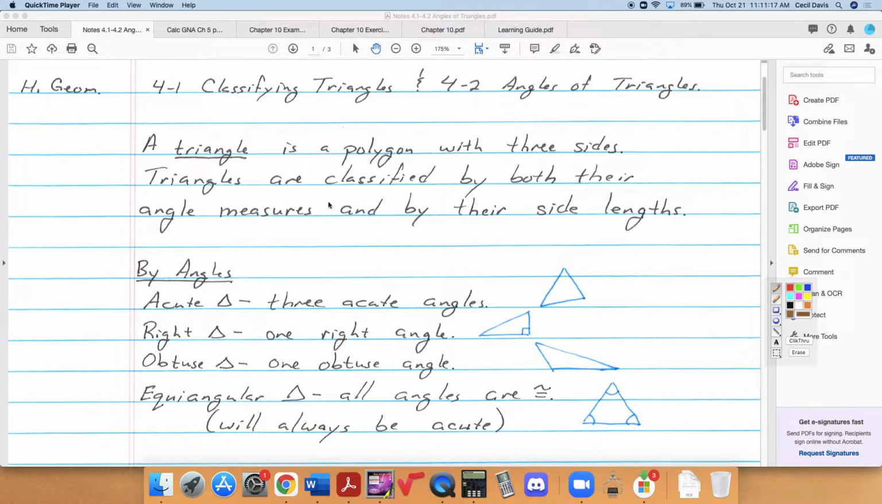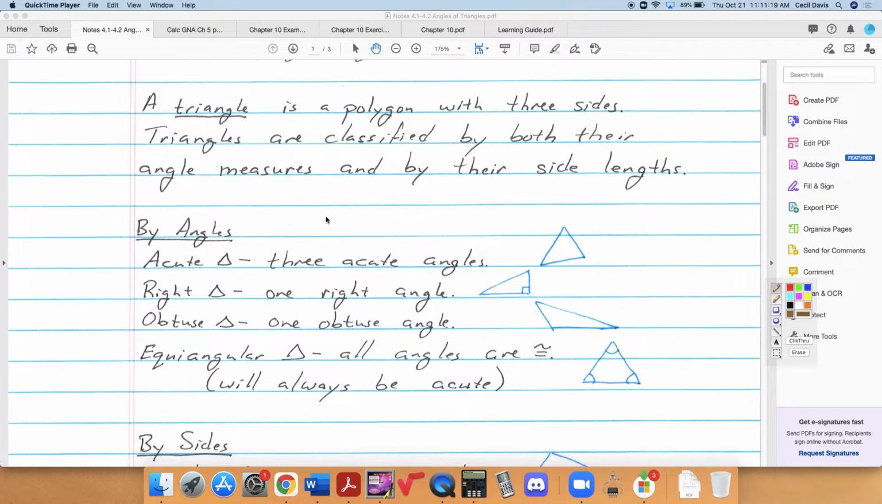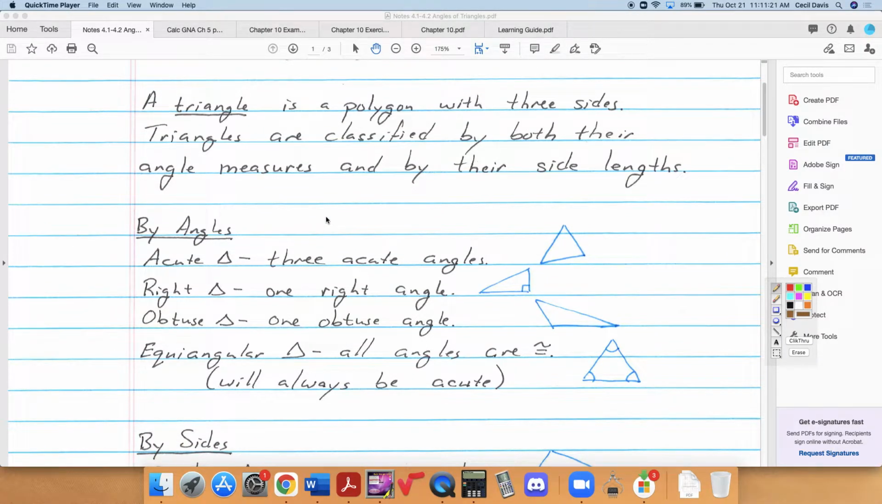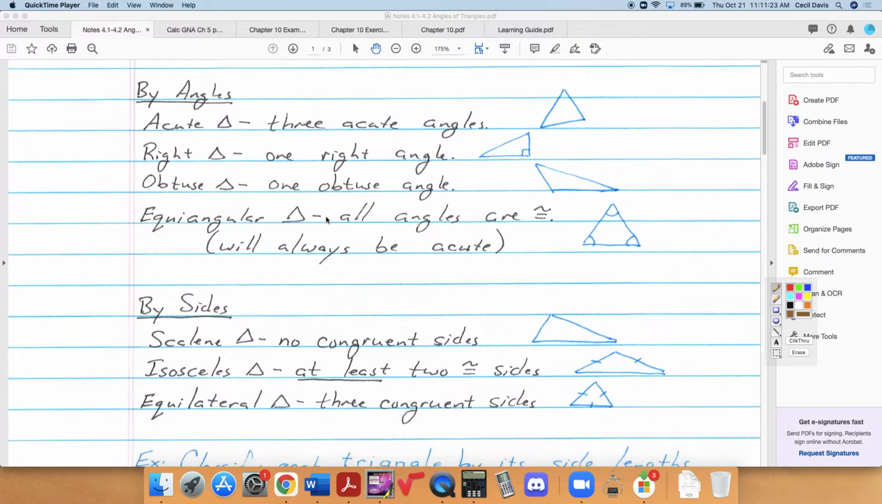So, with a triangle, we can classify it either by its angles or by its sides. First of all, if all three of the angles in the triangle are acute, it's an acute triangle. By the way, that makes a really good true-false question. True or false? If a triangle has an acute angle, then it's an acute triangle. False. Why? It has to have all three.